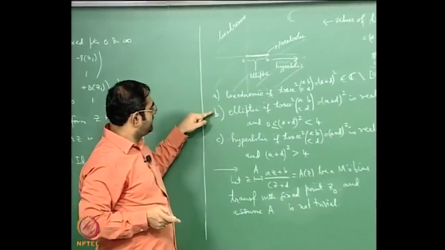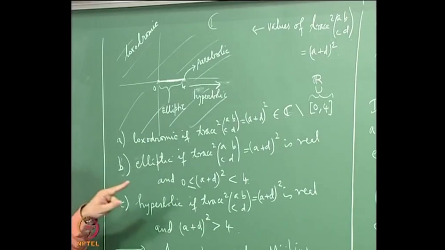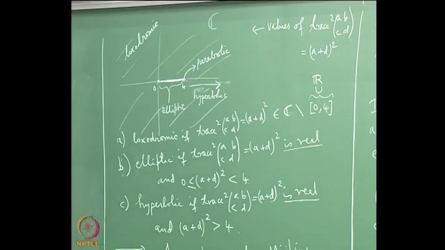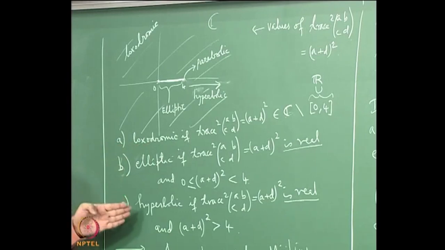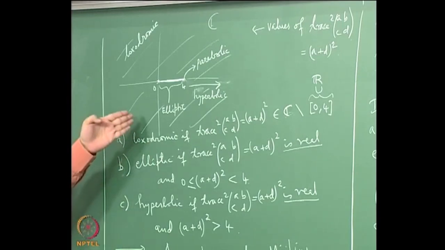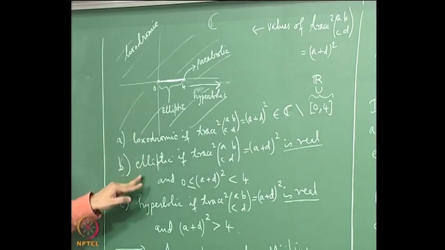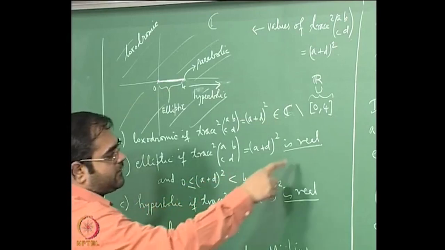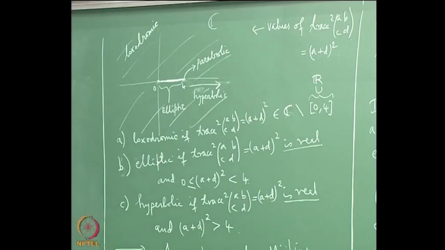So let us look at these 2 cases. You see, in these 2 cases, the trace squared is real. And the loxodromic case which is not hyperbolic, because hyperbolic also implies loxodromic, the loxodromic non-hyperbolic case is the case when the trace does not lie in the segment. So what I am going to do is, I am going to first look at the condition that trace squared is real.